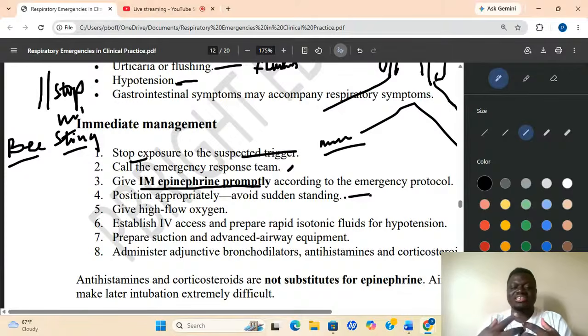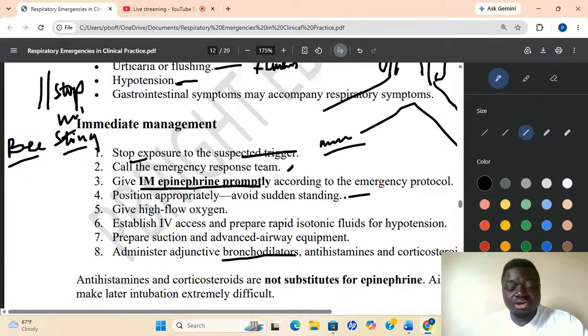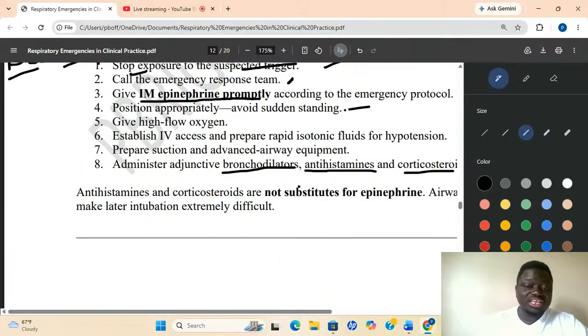You can give bronchodilators to open the airway, and antihistamines. So the albuterol, the Benadryl, diphenhydramine, and all of this. Then steroids to also reduce the reaction. So these are the things you do. Antihistamines and corticosteroids are not a substitute for epinephrine. No matter what, epinephrine should be given.